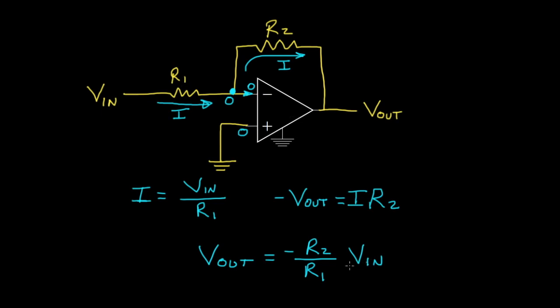So if we want to amplify this input voltage, make it larger, we'd make R2 greater than R1. If we want to make the input voltage smaller when it comes out, then we would make R1 greater than R2. But in both cases, we'll invert the voltage. So positive voltage here would be a negative voltage here, and its amplitude would be determined by the ratio of R2 to R1.